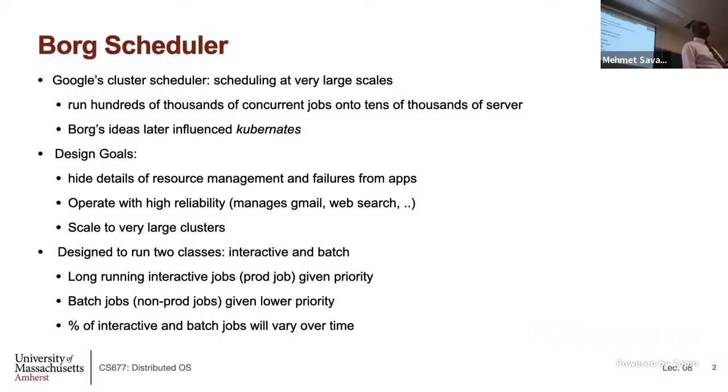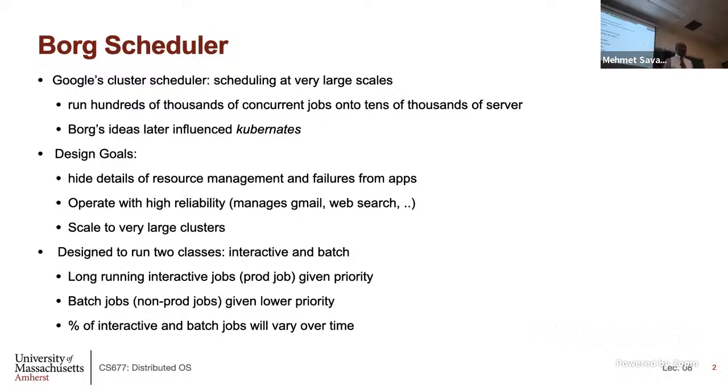Because if the Borg scheduler itself fails, then a lot of things that are running on the data center cannot do what they need to do. So many things will go wrong. So you want to operate with very high reliability because, as I said, it manages Gmail, web search, and so on. Needs to scale to very large clusters.